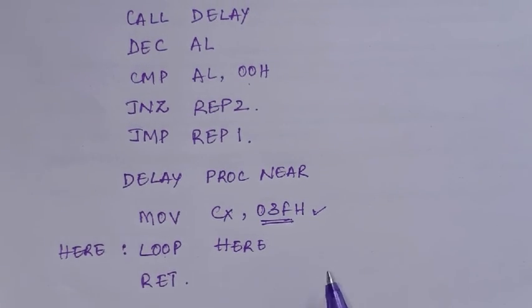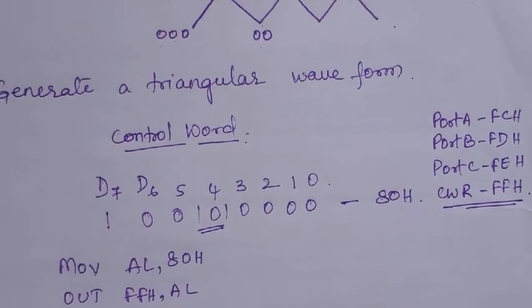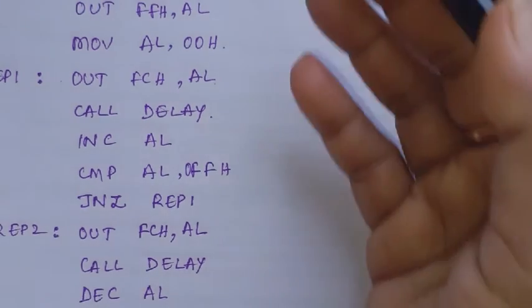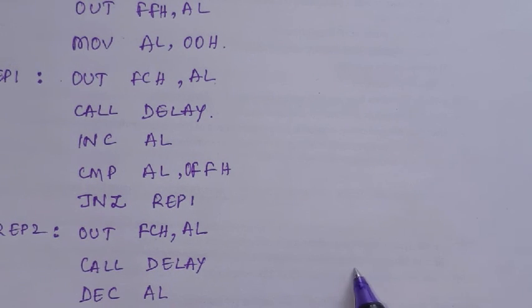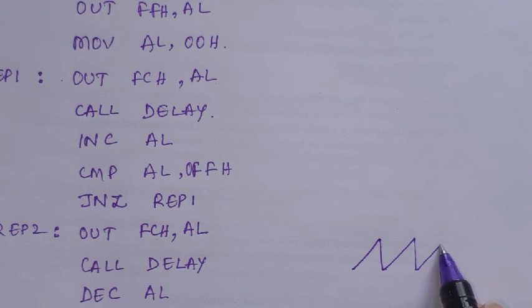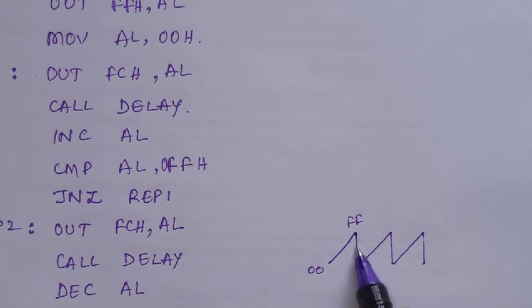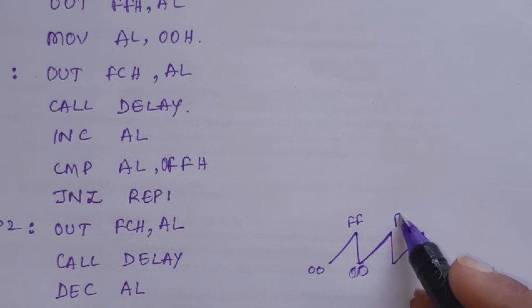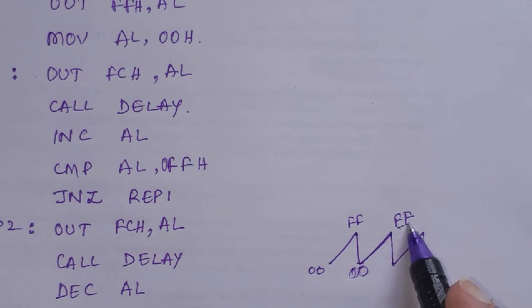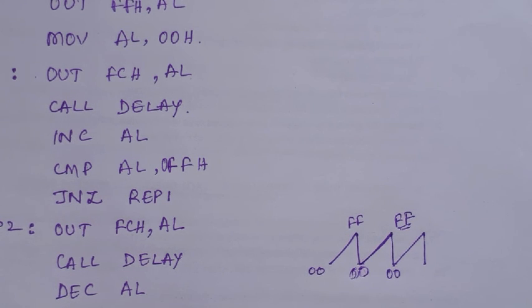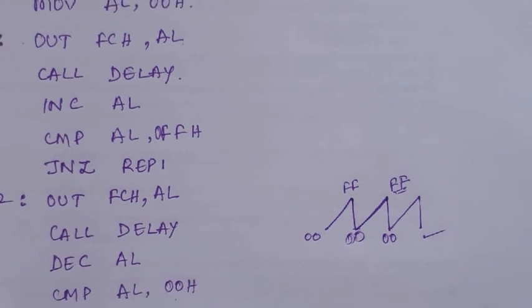Okay, so this is the program. This is a triangular waveform. Let us suppose you want a sawtooth waveform at the output. Then you can make a small change in the program. This is the sawtooth waveform, isn't it? So from 00 to FF. Once it reaches FF, it should be loaded with 00 again. Then increment this till FF. Once it reaches FF, it should be loaded with 00. So make changes in the program accordingly so that you get a sawtooth waveform.